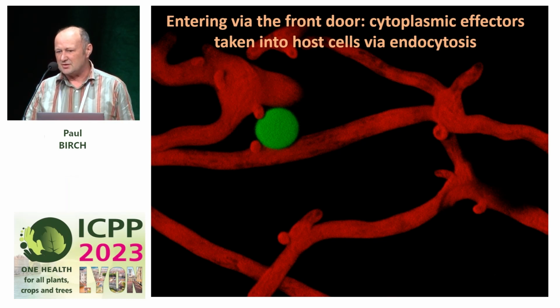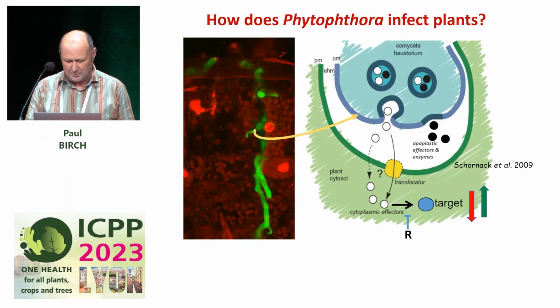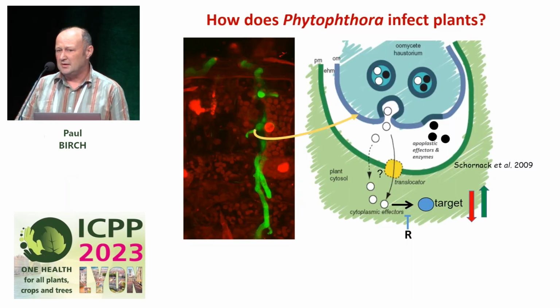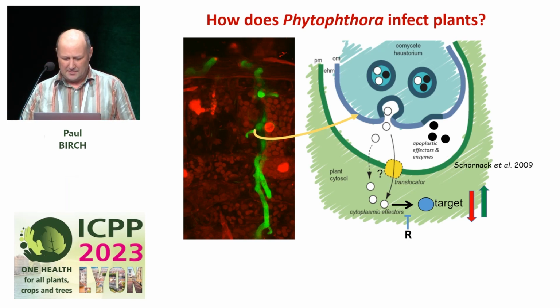So my talk's going to be very similar in some ways. It's going to make some connections to what Nick was talking about earlier on. And we're looking at Phytophthora infestans, which is a cause of potato and tomato late blight.